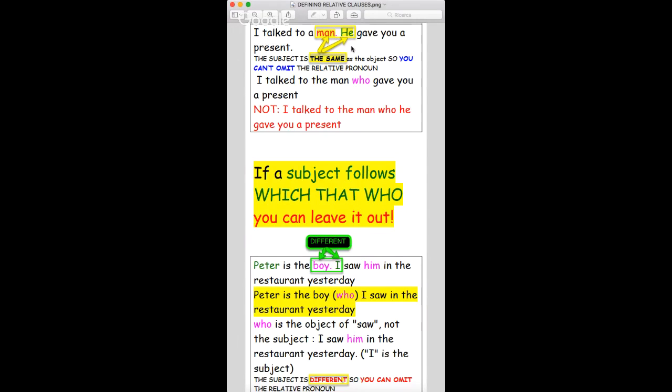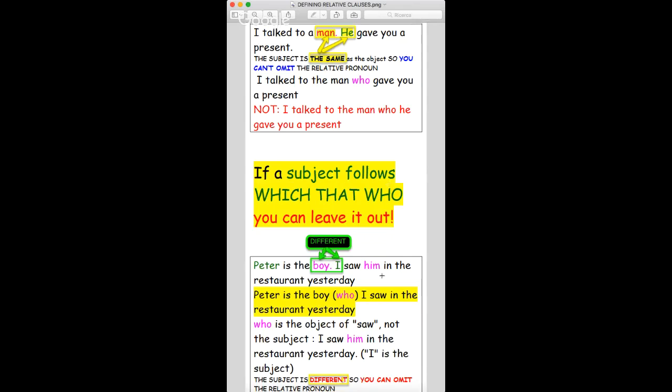When the subject is the same as the object, you can't omit the relative pronoun who, which, or that. So you must absolutely say, I talked to the man who gave you a present, and you can't say, I talked to the man who he gave you a present. So that's very important. When the subject and the object are different, as you can see here in the two sentences, then you can't omit it.